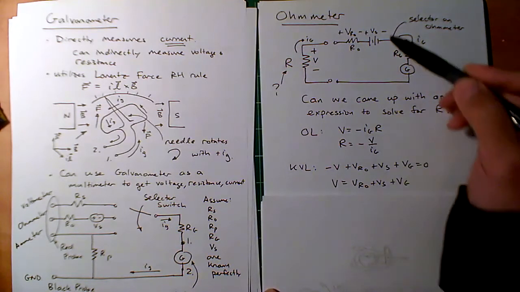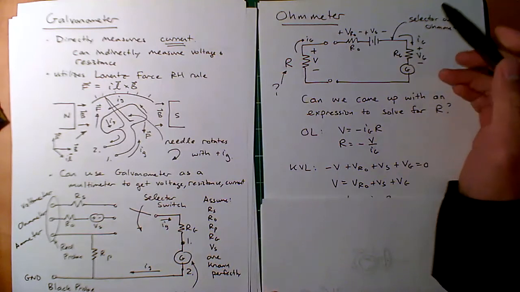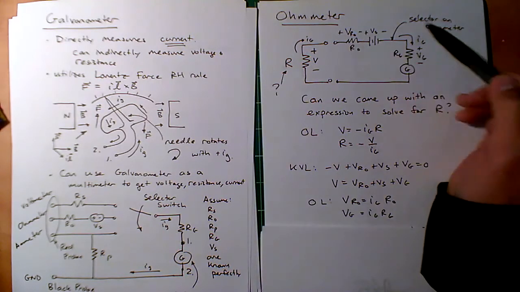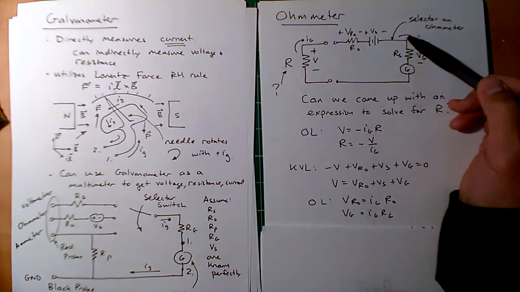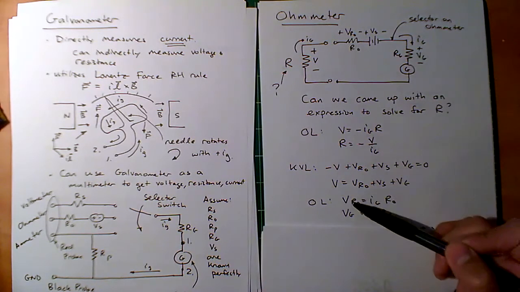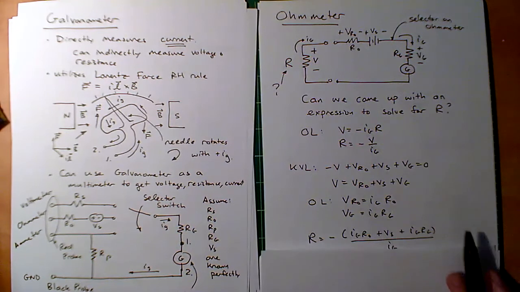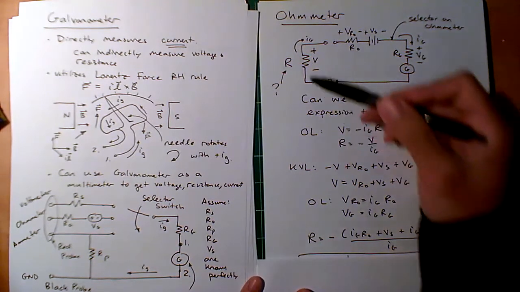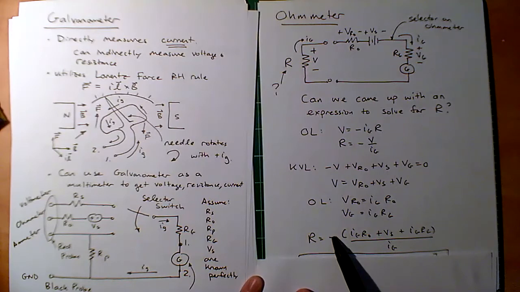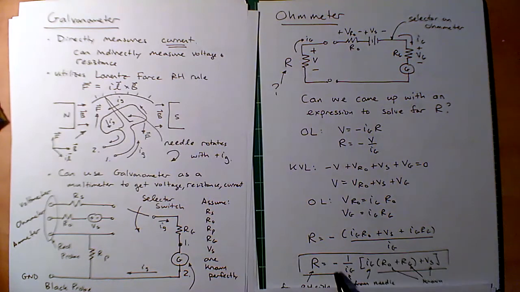Great. And I believe I can then apply two more Ohm's laws, right? Sure enough, VR equals positive IGR0, VG equals positive IGRG. Great, and I just punch those two things in. And so now my overall resistance here that I don't know can now be written in terms of things I do know in this weird kind of expression, minus IGR0 plus VS plus IGRG over IG. Okay, so this is the final kind of solution here, right? So IG is from the needle and this is known, right?